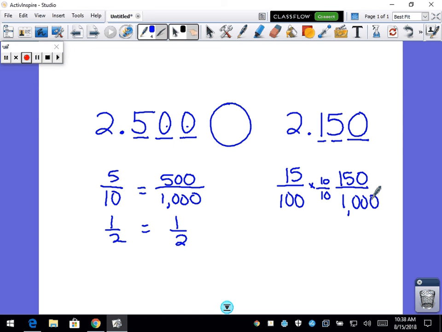So now I'm going to compare them. In the wholes, or my ones place, I have 2 over here, and I have 2 over here. So really we're just comparing the decimals. I'm going to box the decimal part. In this box is 500. I'm going to box the decimal over here. In this box is 150. 500 is greater than 150. I hope this has helped make some sense out of it.